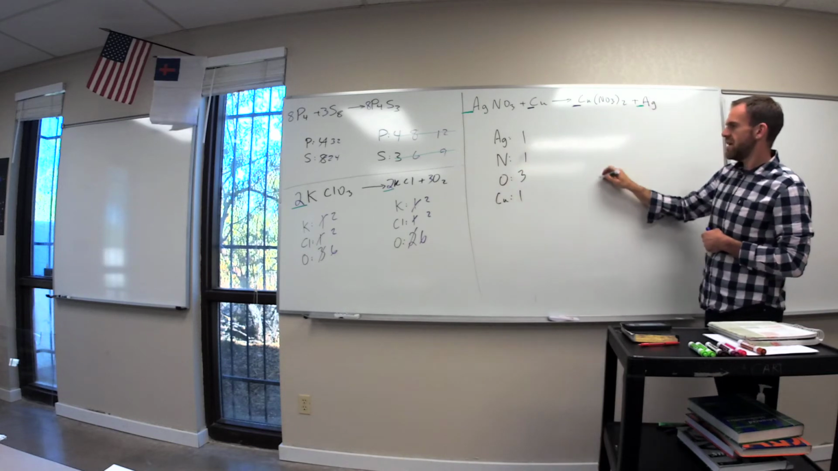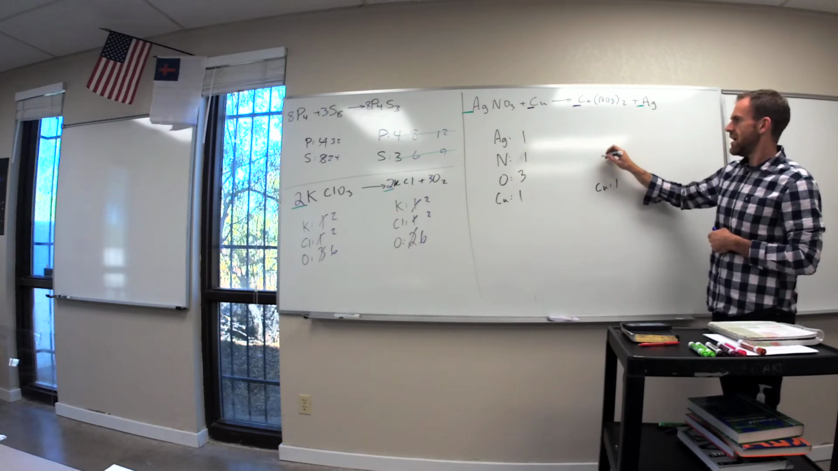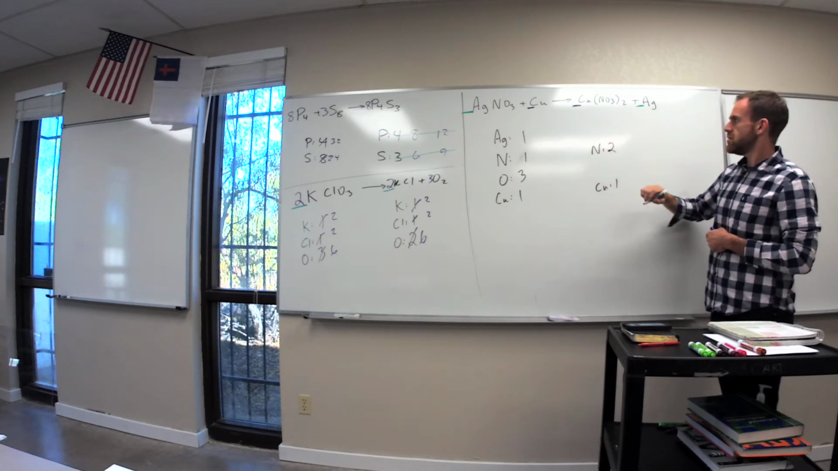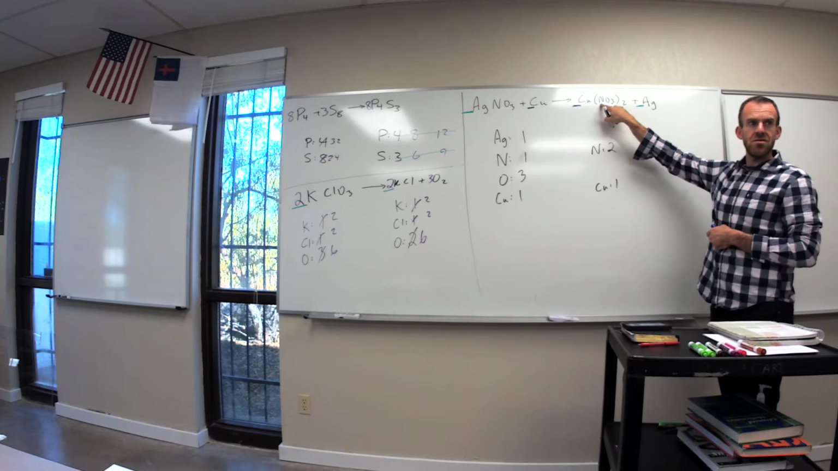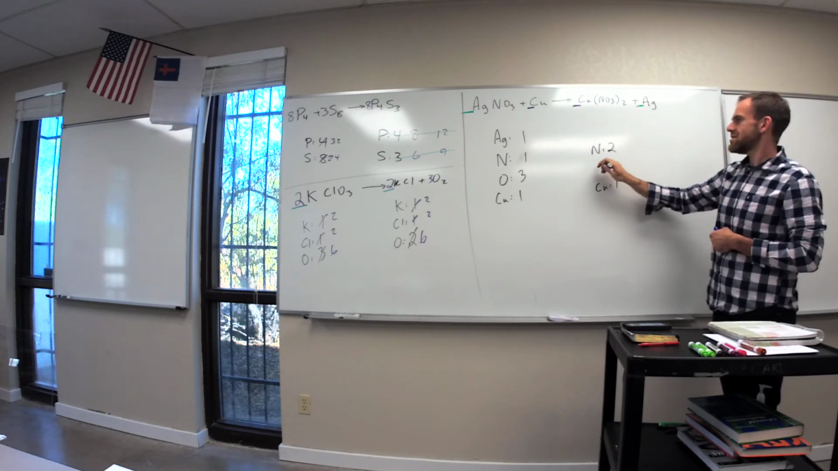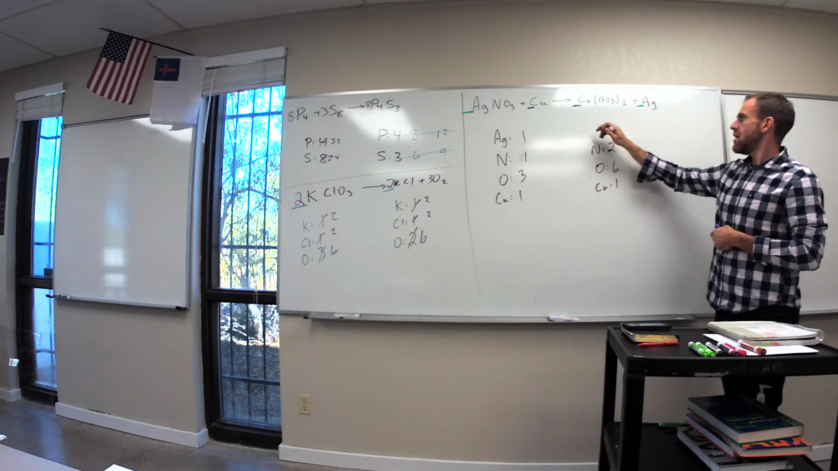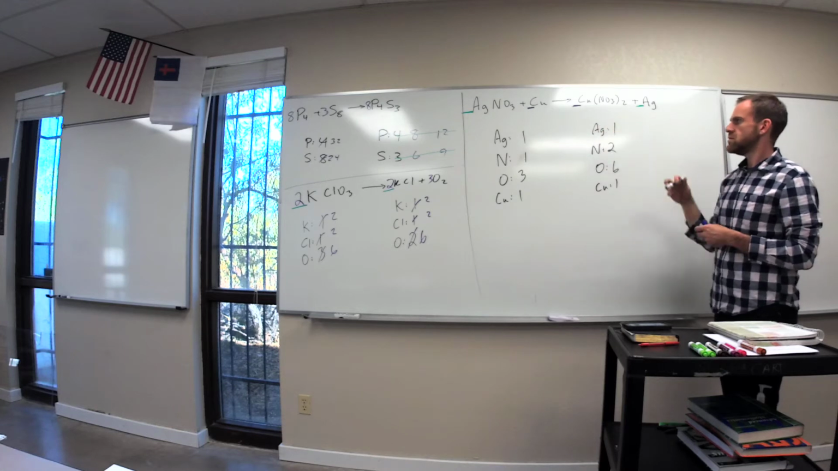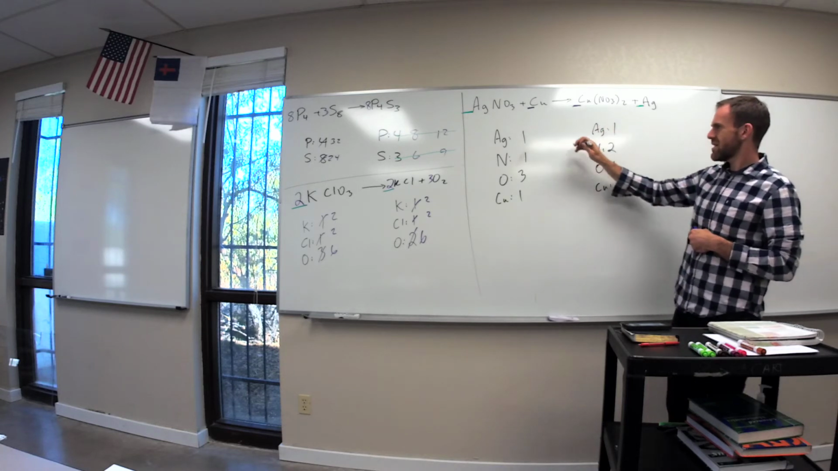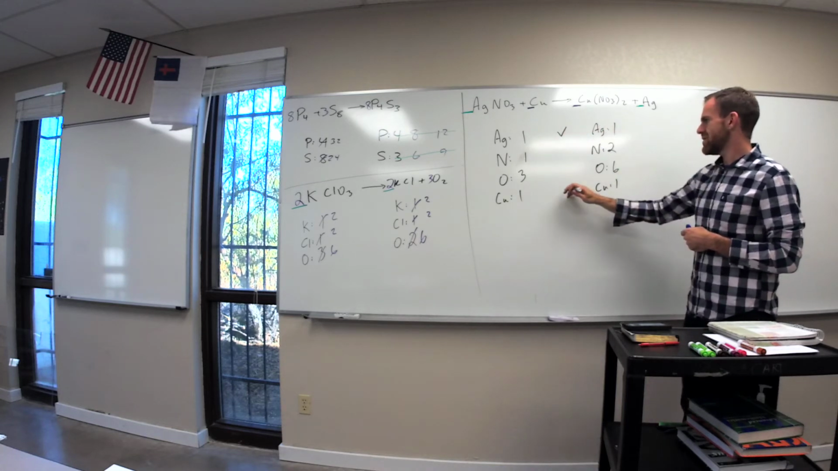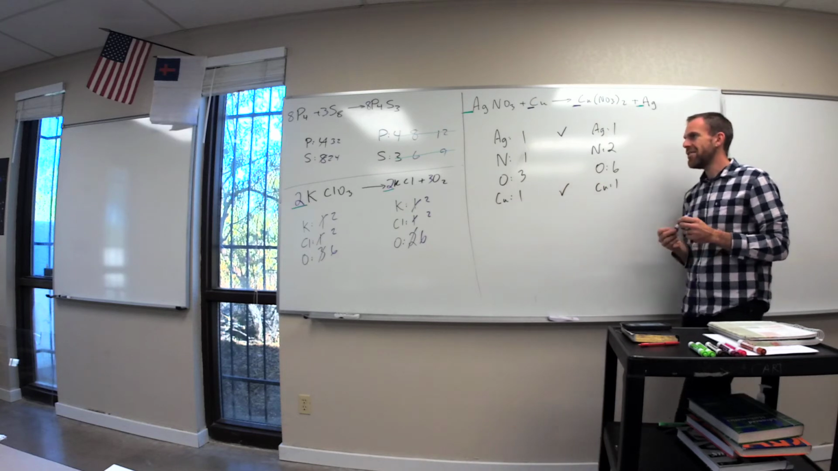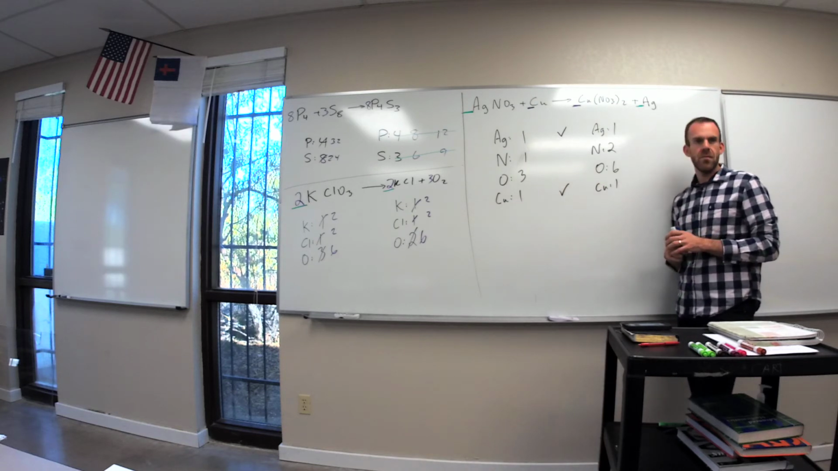Over here, how many copper? 1. Nitrogen? 2. There's 2 of them. It's in parentheses. Oxygen? 6. Silver? 1. Man, silver looks good. Copper looks good. But everything else is messed up.